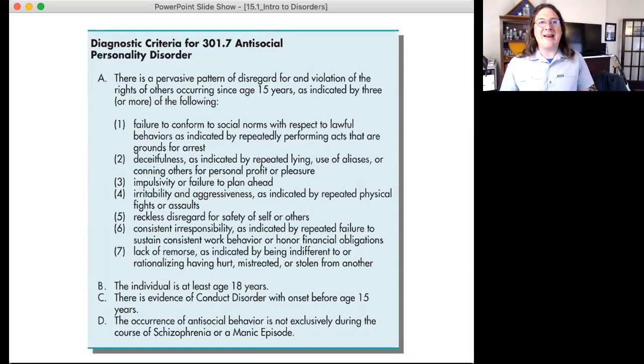Sometimes it's necessary, like ADHD. In order to get medication to help children with ADHD, we need a formal diagnosis of that, and it's something that they could outgrow later on in life. Some of them do, right? A lot of them do. So anyway, for this diagnosis, it's very clear that we want to make sure that that person is at least 18 years of age. There is evidence of conduct disorder with the onset before 15. You know, that's a diagnosis we see. Conduct disorder, again, probably a temporary one. The occurrence of antisocial behavior is not exclusively during the course of schizophrenic or manic episodes, which also might explain some of those.